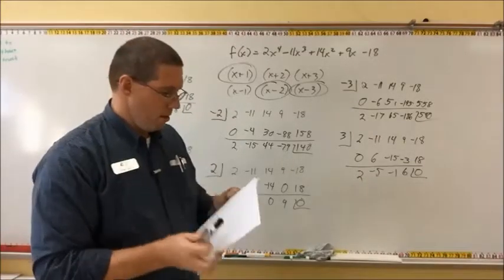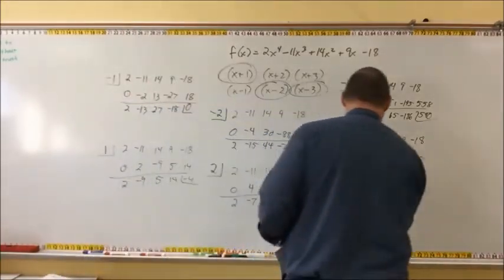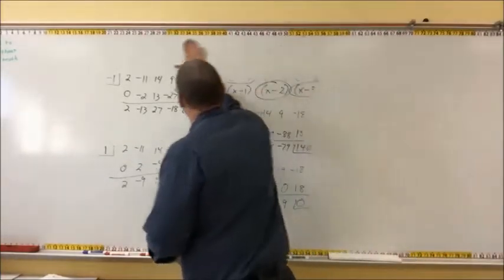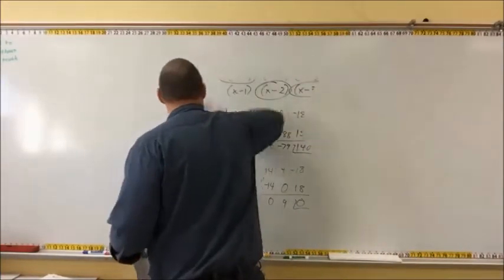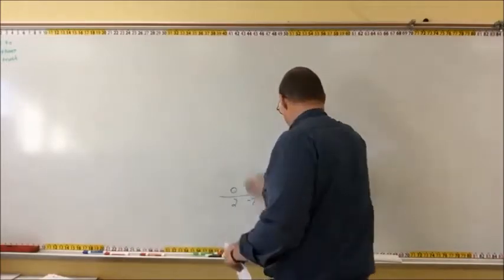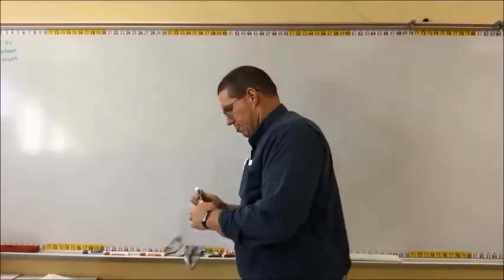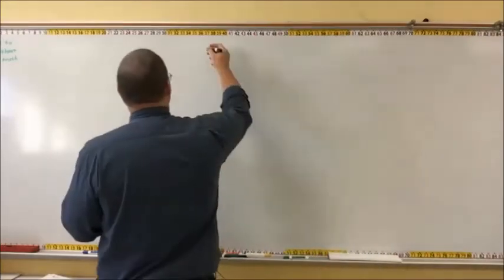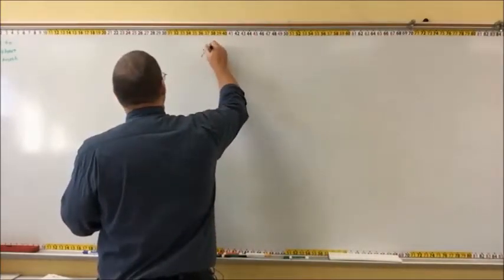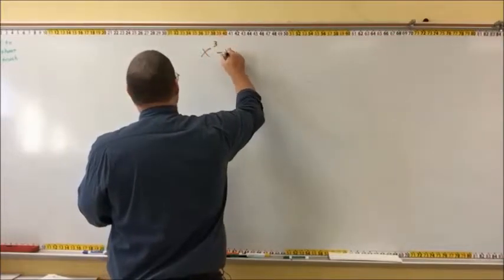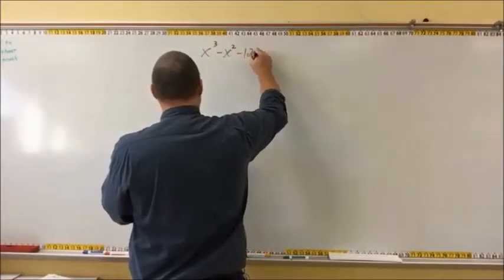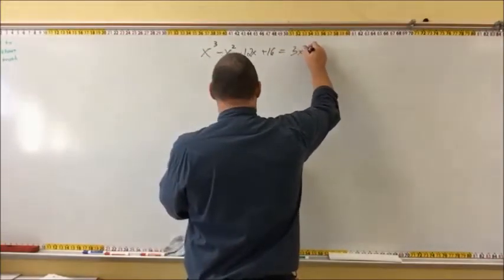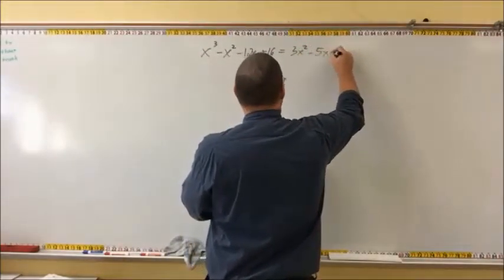Okay. All right, question number 19. Almost done here, folks. It's not so bad. Question 19 says solve, and we got a polynomial equation: x cubed minus x squared minus 12x plus 16 is equal to 3x squared minus 5x plus 6.